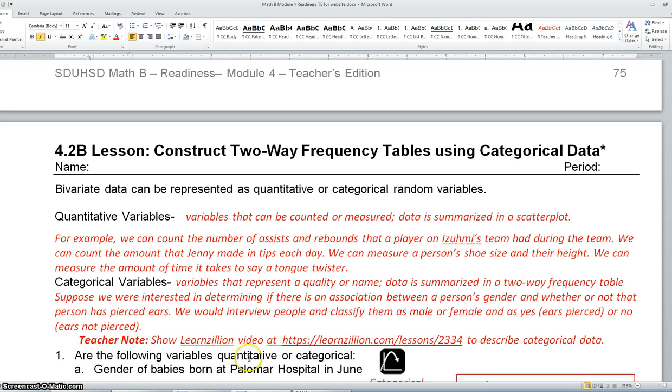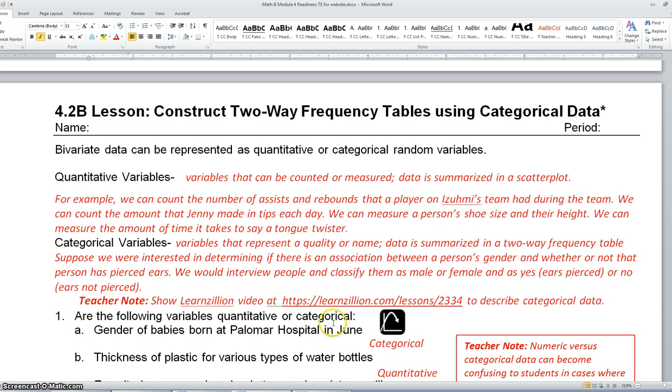And quantitative, just think of the word quantity. That should help. So the gender of babies born at Palomar Hospital in June. What do you think? Is that quantitative or categorical? Does it have to do with the name of something, like the quality or name, or can it be measured or counted? Well, that one is categorical. You see the answer over to this question is the thickness of plastic for various types of water bottles. It's very easy to measure that, so that's why that is quantitative.